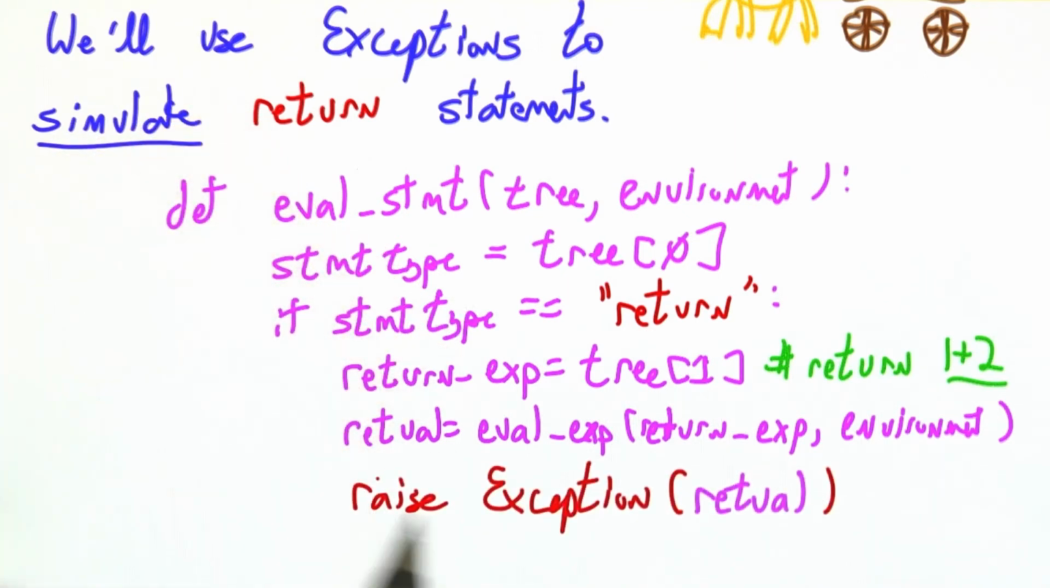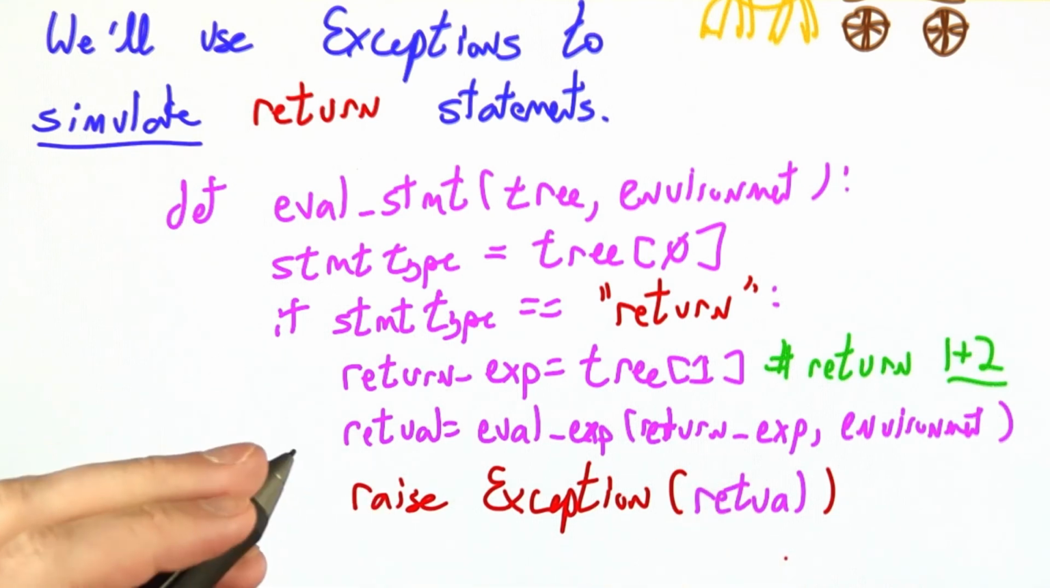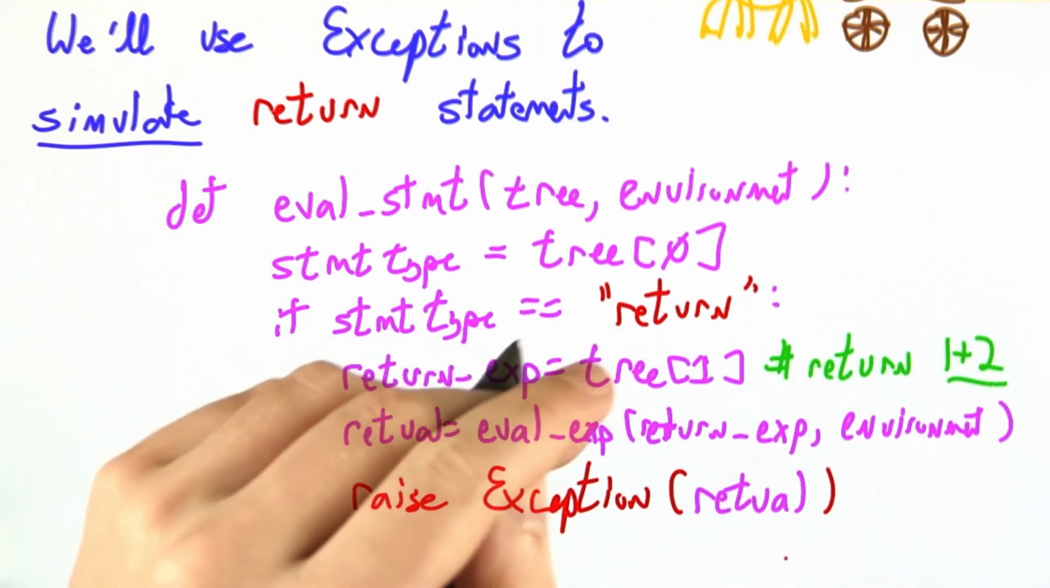And then we'll just raise an exception with retval as its payload, just like 22 was the payload in the previous example. And we'll just have to trust ourselves to catch it later. In fact, that's what we'll do right now.